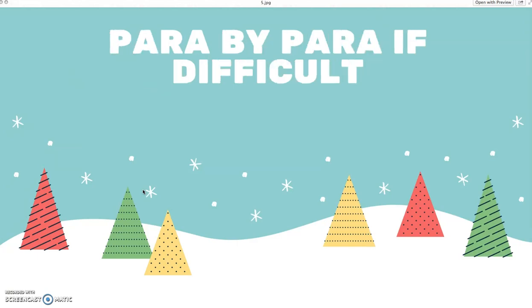Okay, so para by para, if difficult. What this means is, in most reading comprehensions, you will notice that the order of the questions follows the paragraphs. Let's say the first question would be about the first paragraph, and the fifth question would be about the fifth paragraph, and in between it would be the same. For example, the first question is about the first paragraph, the second question is about the second paragraph, the third is about the third paragraph, like that, right?